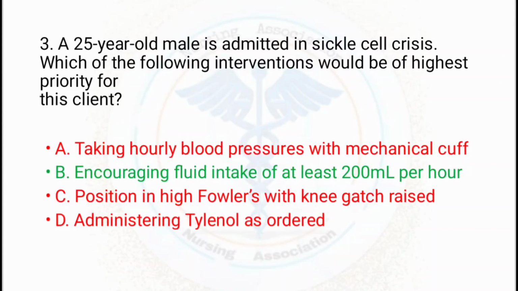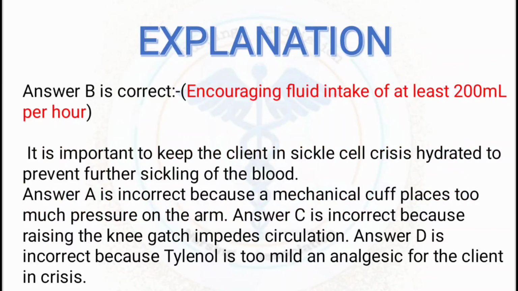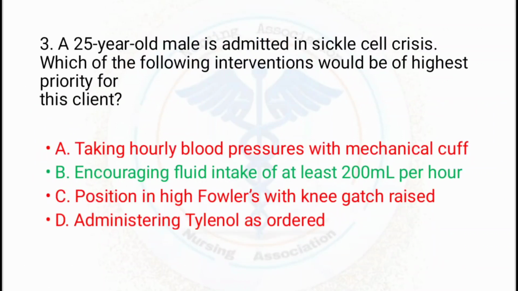So the correct answer is encouraging fluid intake of at least 200 ml per hour. So why is it so? Let's see. It is important to keep the client in sickle cell crisis hydrated to prevent further sickling of blood. So first of all, what is the main thing that a sickle cell crisis patient has to maintain? That is hydration of the body, because hydration will prevent the sickling of blood.